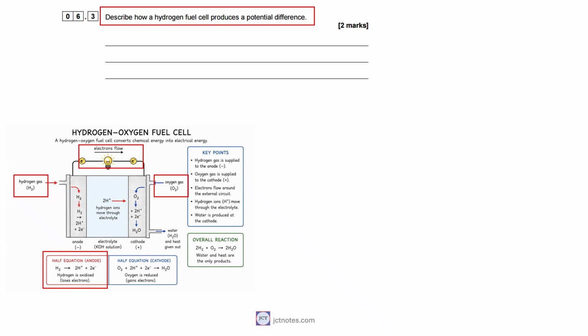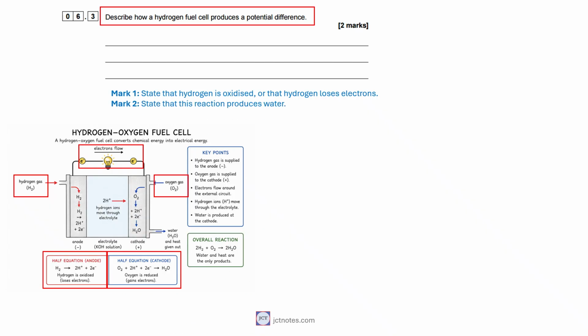Eventually, those electrons arrive at the other side of the cell, where they combine with oxygen gas and the hydrogen ions to produce water. Water is the only waste product of this clean energy reaction. To get both marks, your answer needs 2 distinct points. Mark 1, state that hydrogen is oxidized, or that hydrogen loses electrons. Mark 2, state that this reaction produces water. Put that together into a neat sentence. Hydrogen is electrochemically oxidized by losing electrons, and it reacts to produce water. That is an instant 2 marks.